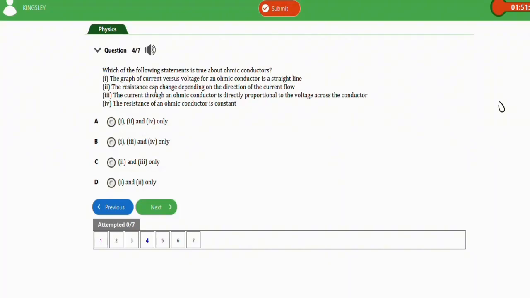So this is false. The correct option to this question is what? Option B. So I, III and IV are correct statements. Let's go to the next question.